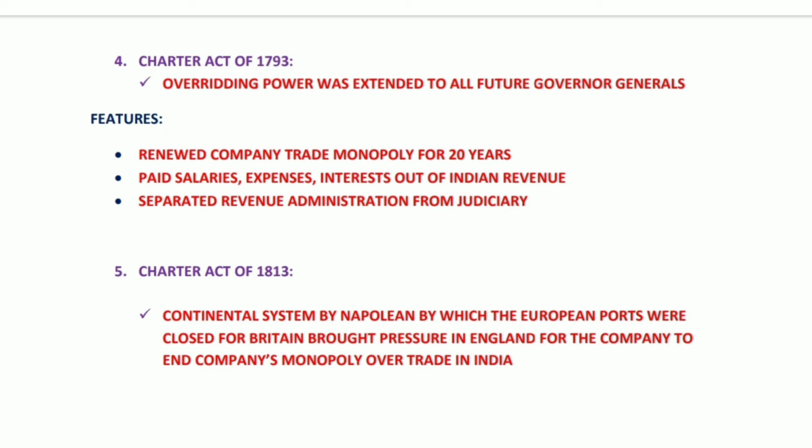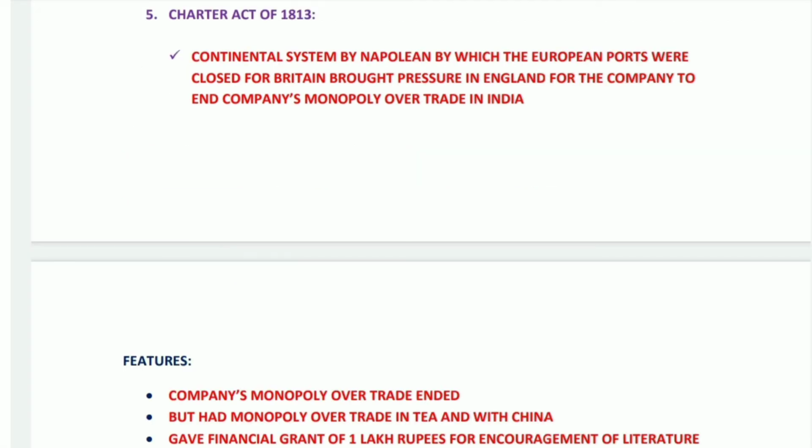After all these changes, because of the Continental System by Napoleon, through which Britain was not allowed into European ports, there was pressure in England for the company to end the company's monopoly over trade in India. So, in order to sort out these grievances, the Charter Act of 1813 was introduced, and under this Charter Act, the company's monopoly over trade ended. That is, it allowed all the British merchants to trade in India, but the company had monopoly trade in tea, and it also had monopoly over trade with China.